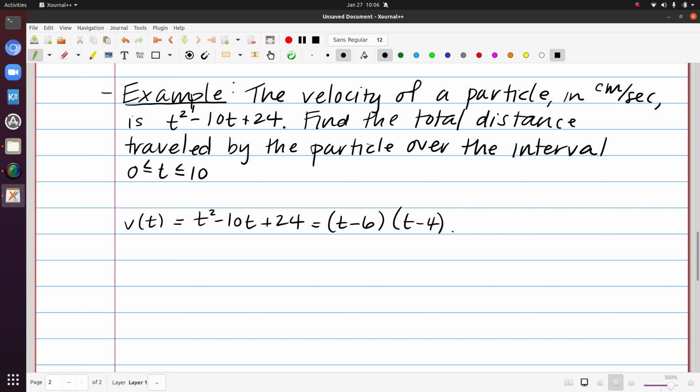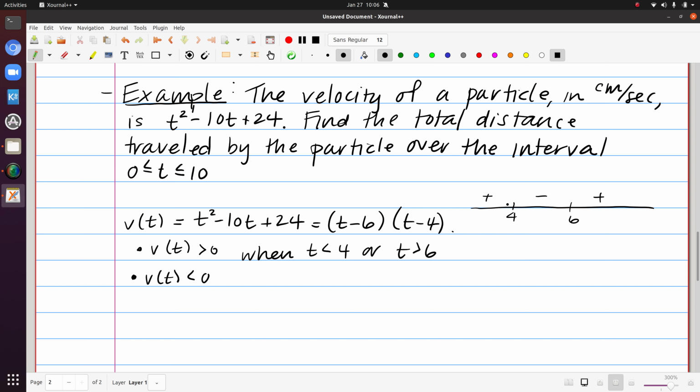So when we look at this, you can think about plugging in a representative point. If you were to plug in, for instance, 0, you would get a negative times a negative, so it would be positive. If you plug in 5, that product is going to be negative. And if I plug in something like 8, the product is going to be positive. So we see that v of t is greater than 0 when either t is less than 4 or t is greater than 6, and v of t is smaller than 0 when t is between 4 and 6.